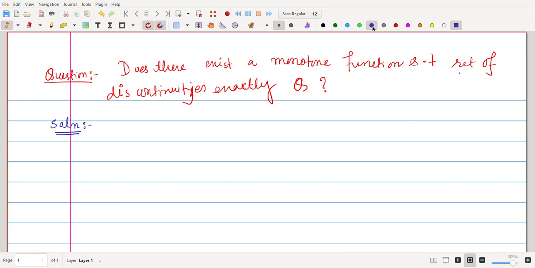exactly Q? The meaning of the question is: does there exist a monotone function such that it is discontinuous at each rational point and continuous outside? That means continuous at each irrational point and discontinuous at each rational point. And also the function is monotone. Is it possible?